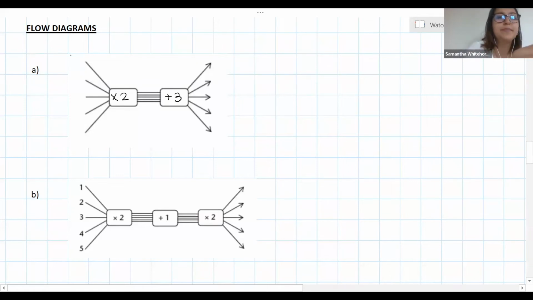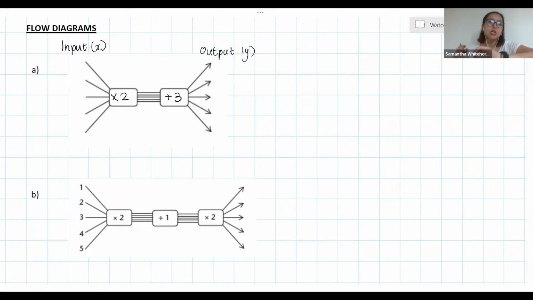Remember, I think of these as number machines. I put something in, which is my X value, we do these 2 operations to it, and I get something out, which is my output value. I'm chucking something in, all of these operations happen, and then I get something out. So let's look at our first one, and let's take an input of 3.